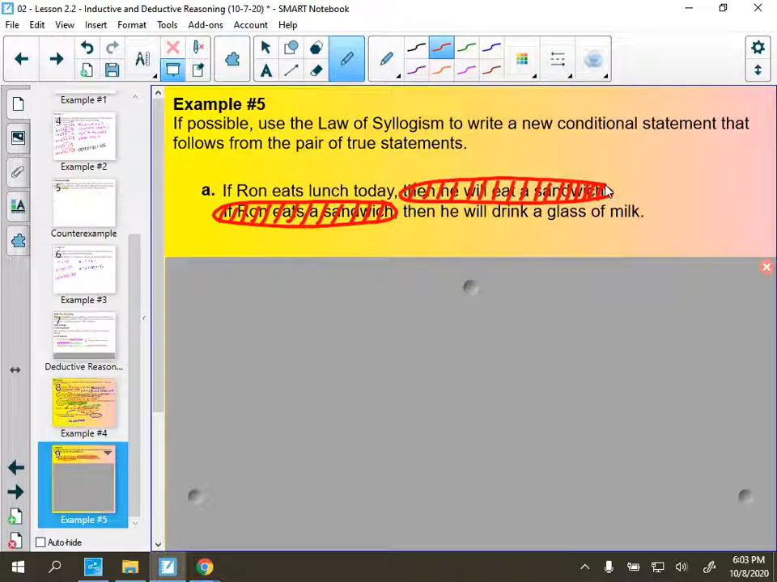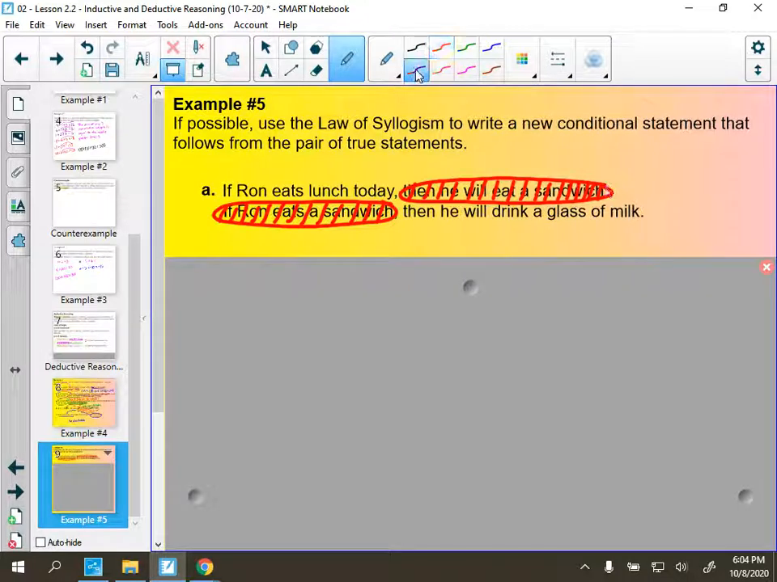So here's our process. If I cross off the overlap, the then and the if, the part that was duplicate, and read what's left, we could say that if Ron eats lunch today, then he will drink a glass of milk, because we're assuming these things to be true. He's going to eat a sandwich. So if Ron eats lunch, we know he's going to eat a sandwich, and then if he eats a sandwich, we know he's going to drink milk.